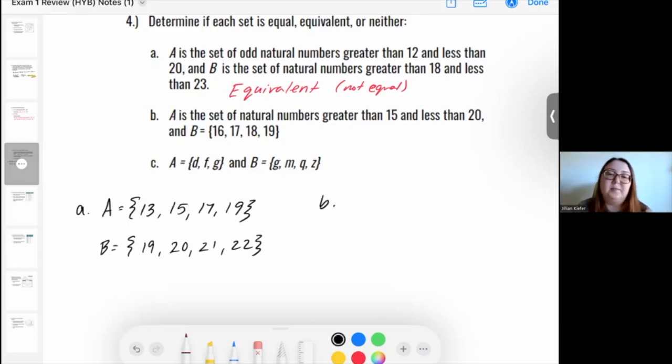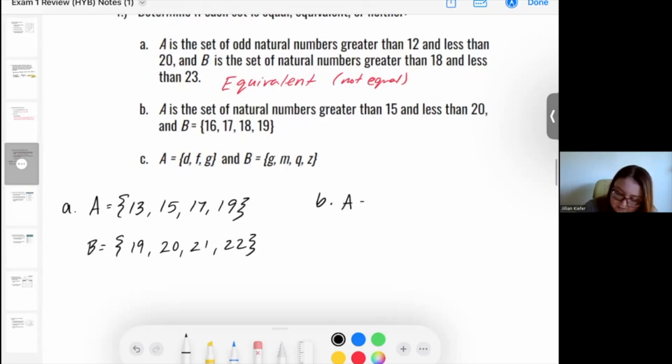Then for B, we have A is the set of natural numbers greater than 15 and less than 20, and B is the set of 16, 17, 18, 19. So B is already in roster method. So really we just have to turn A into roster method and then compare. And then we see C is already in roster method, so we don't necessarily need to do anything really with that one. So for B, we want to turn A into roster method.